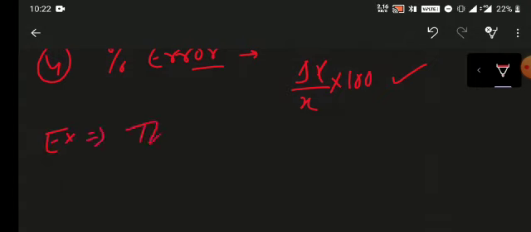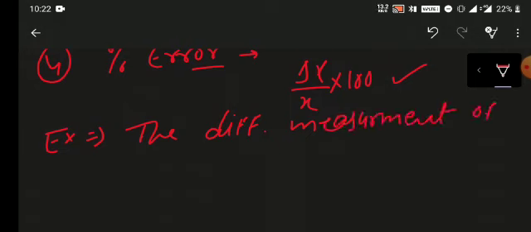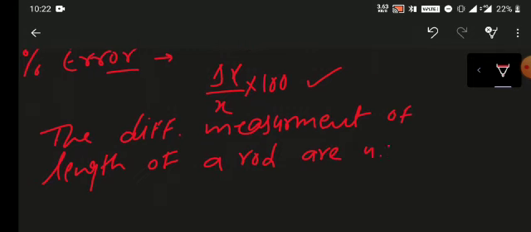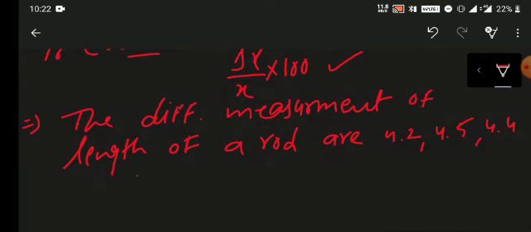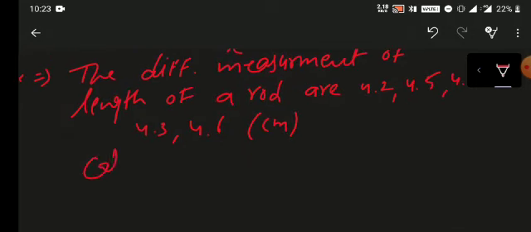The question is: the different measurements of the length of a rod are 4.2, 4.5, 4.4, 4.3, 4.6, and all these terms are in centimeter. You have to calculate all the errors.